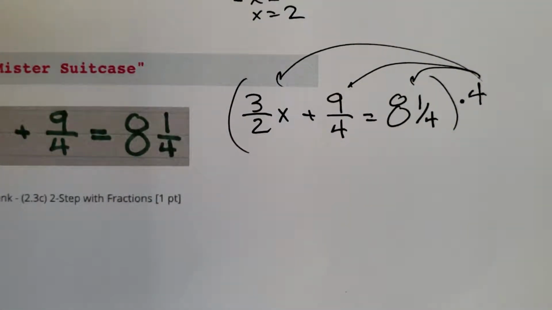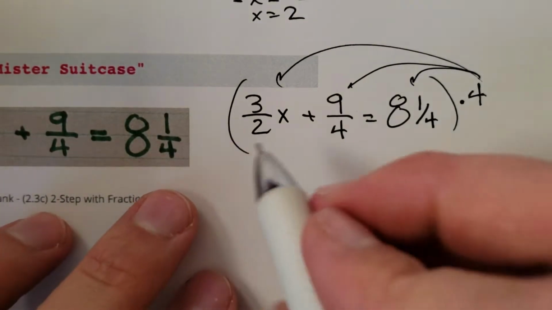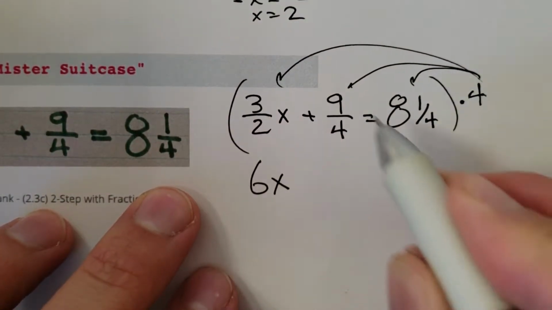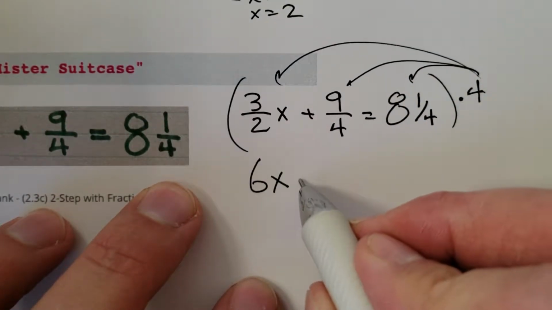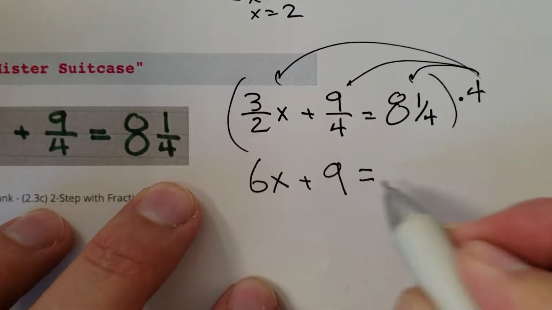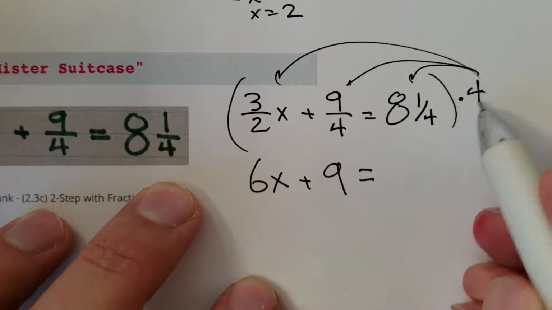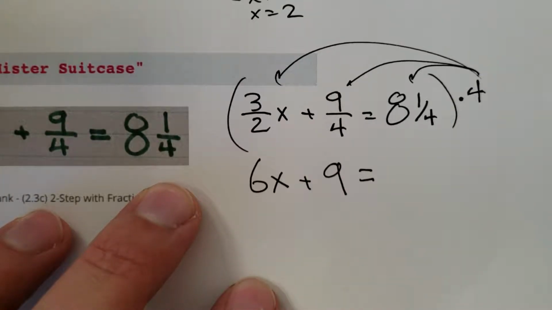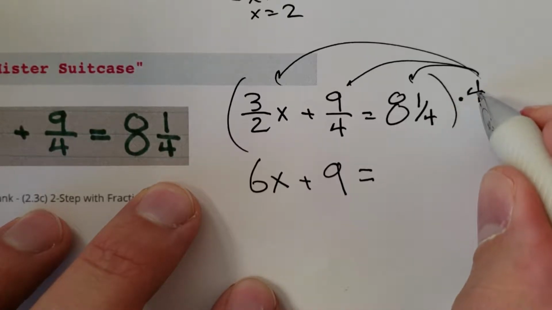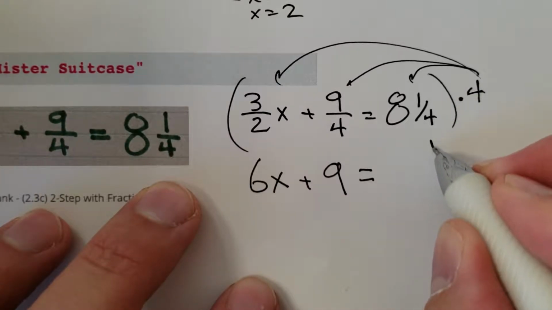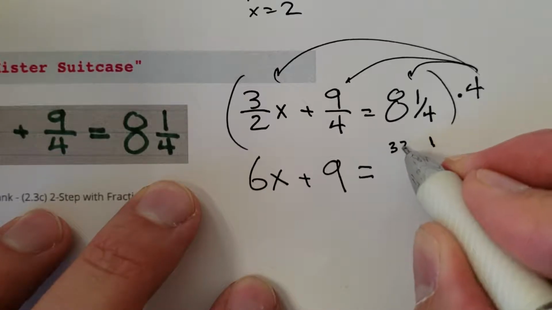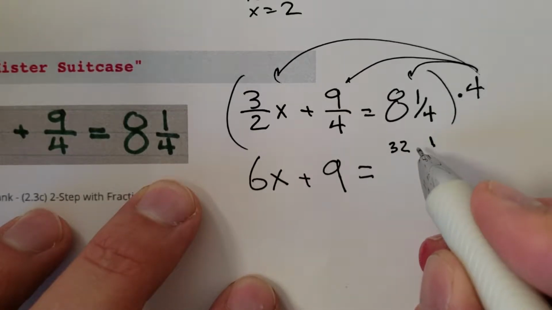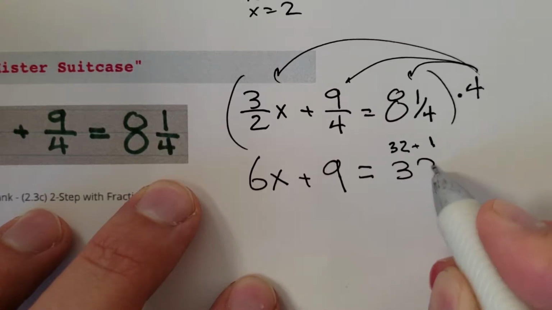3/2 times 4 is basically like 1.5 times 4. So I think it's going to be a 6x. Okay. Here's a nice thing. 9/4 times 4 is just going to be a 9. That's really nice. 8 1/4 times a 4 is going to be, well, 4 times 1/4, that's going to turn into a 1. And then 4 times 8, I believe, is 32, I think. So put those together. Yeah, there you go.